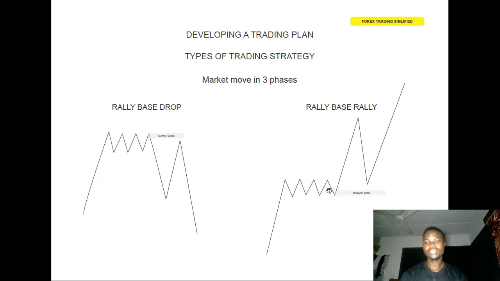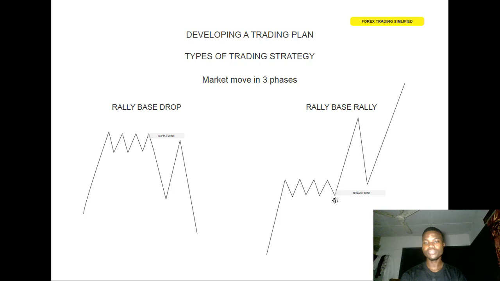Now when you see a ranging market like this, you don't trade. All right, you don't trade. What you have to do is wait for a break of that consolidation area before you add one more confluence.